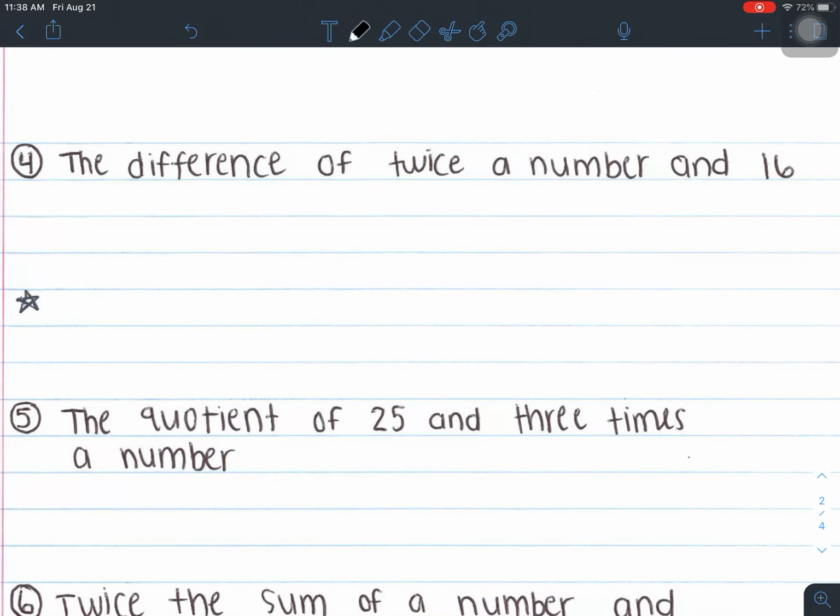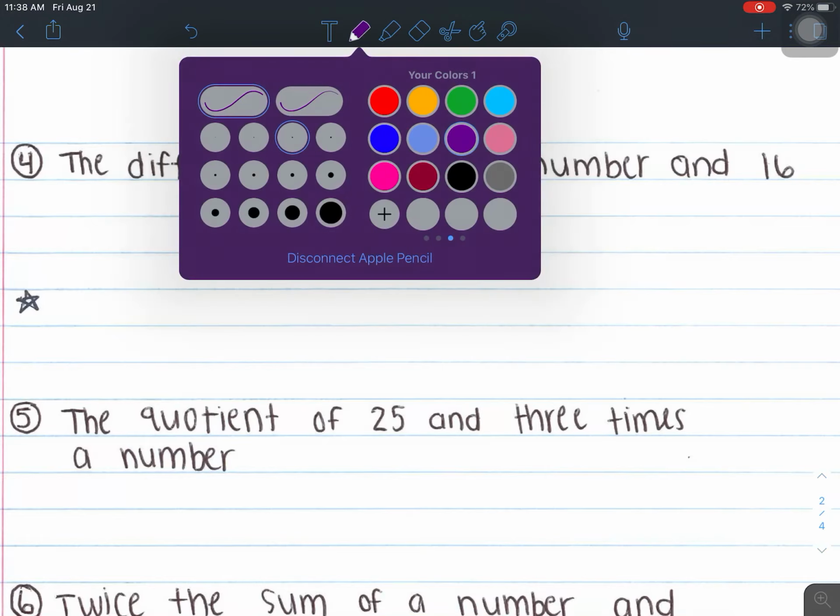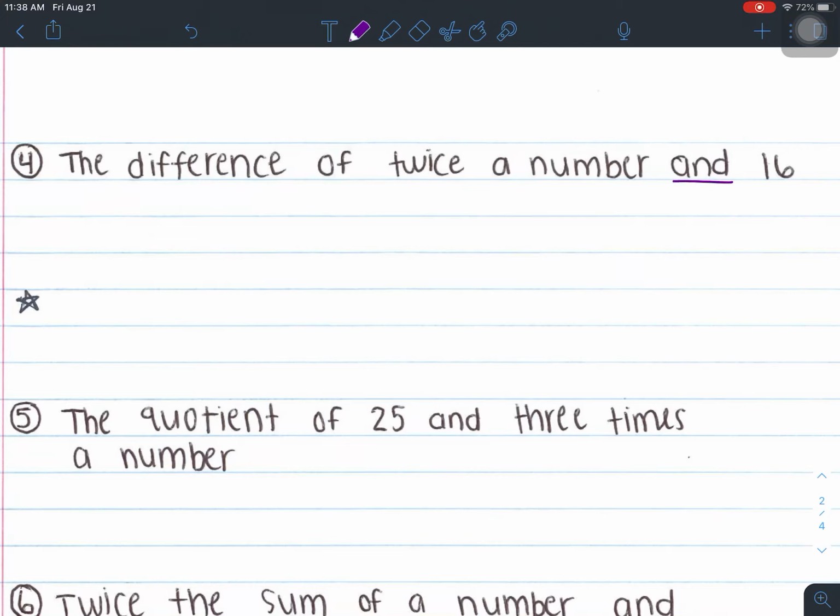The difference of twice a number and 16. Okay, the difference of twice a number and 16. Now again, I put a star here as well, but we want to remember that and separates things into 2 parts. So let's talk about the first keyword that we see. The first thing I see is the word difference, and difference means subtract to me, so the minus sign.